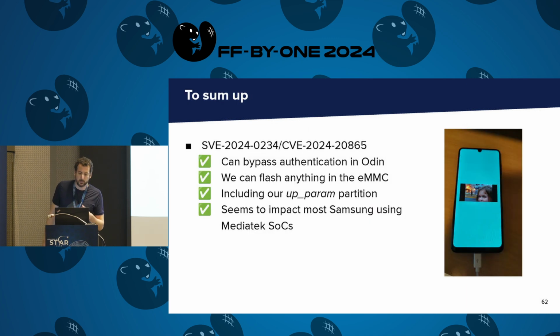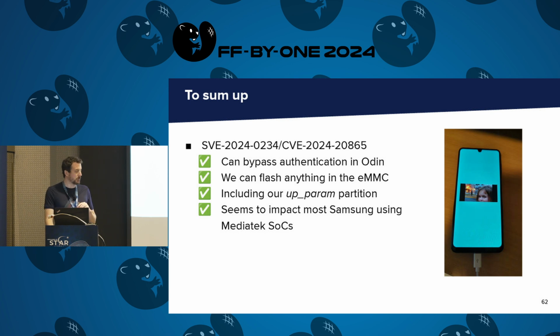So to sum up on this second vulnerability, we have an authentication bypass in Odin that we can use to flash more or less anything we want on the eMMC, which includes the apparent partition. And this vulnerability impacts most Samsung devices, at least all of those we looked into, that are all using Mediatek System-on-Chips.